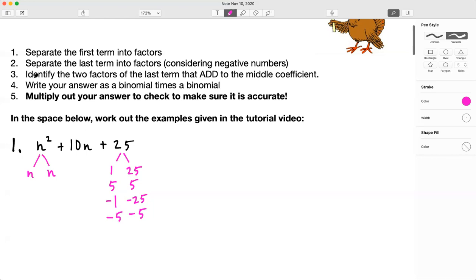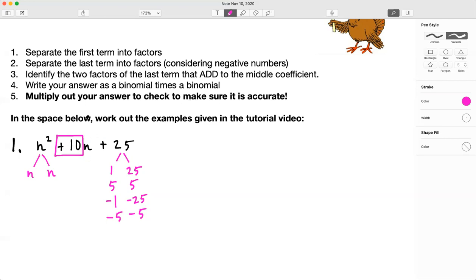Step 3, identify the 2 factors of the last term that add to the middle coefficient. Wow, okay, there's some vocabulary right there. The middle coefficient is this right here, 10 with the plus sign right in front of it. Make sure that you always include the sign in front of these numbers, plus 25, plus 10. But this coefficient is the number right in front of the middle term. So the middle term is the 10n, the coefficient is 10.